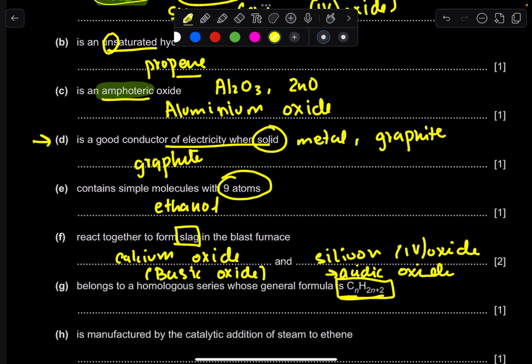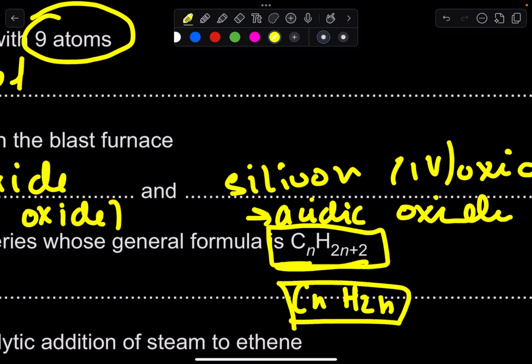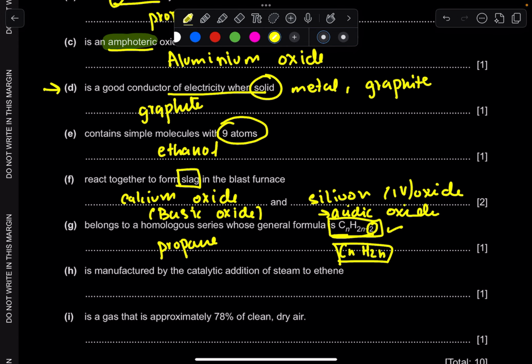Belongs to the homologous series whose general formula is CnH2n plus 2. Basically, this is the general formula for alkanes. For alkenes, the formula is CnH2n. So this is for alkenes and this one's for alkanes. Plus 2 means there is going to be an alkane, and there's only one alkane given, that's propane. It is manufactured by the catalytic addition of steam to ethanol.